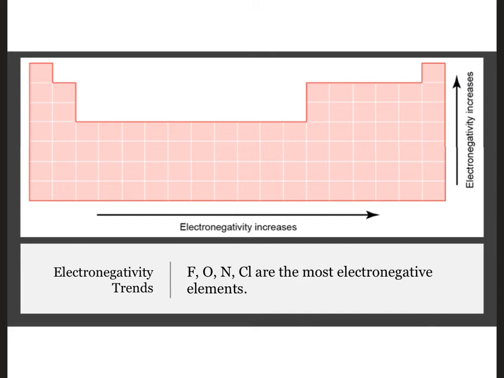Recall that electronegativity increases from left to right across a period and up a column. Fluorine, our most electronegative element, is assigned an electronegativity of 4.0. Oxygen, nitrogen, and chlorine are also very electronegative, so anytime you see them in a bond with another atom, it's a safe bet that the bond is polar.